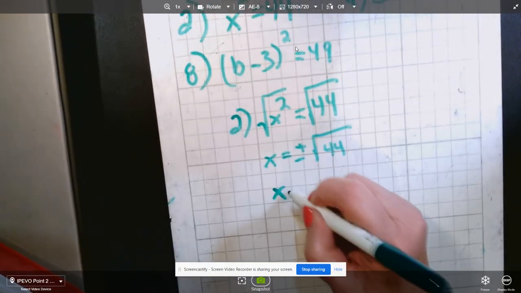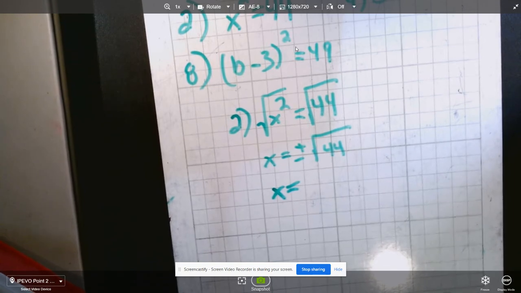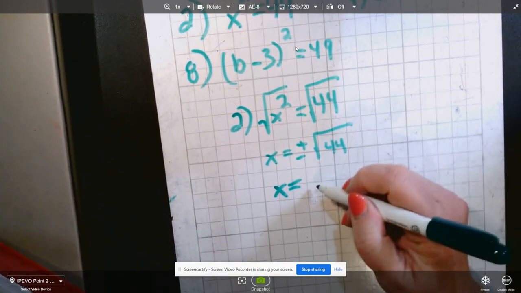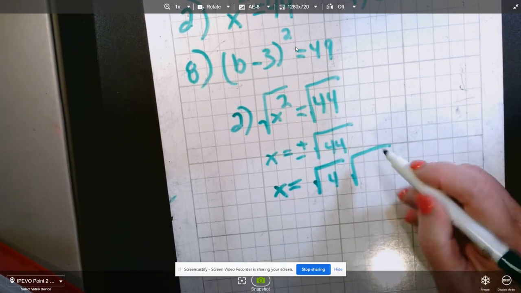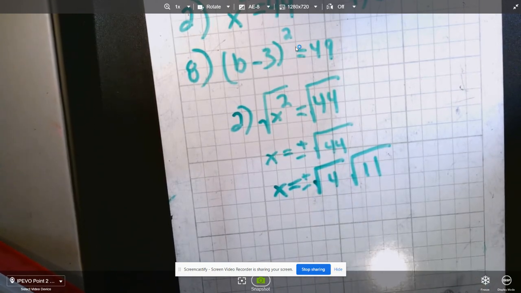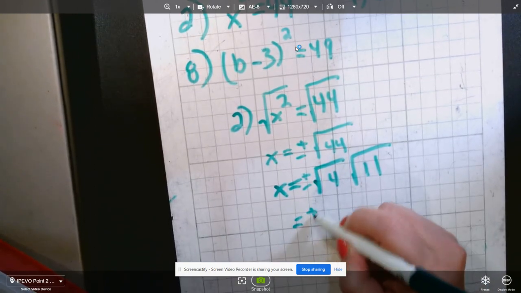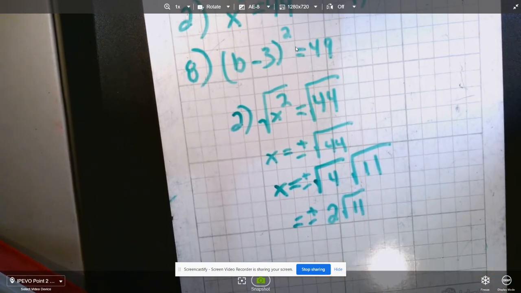So the way you simplify the square root of 44 is you can go ahead and say it is the square root of 4 times the square root of 11. Again, still plus or minus, because 4 times 11 is 44. So this will be plus or minus 2 times the square root of 11. So that's one way to do it.